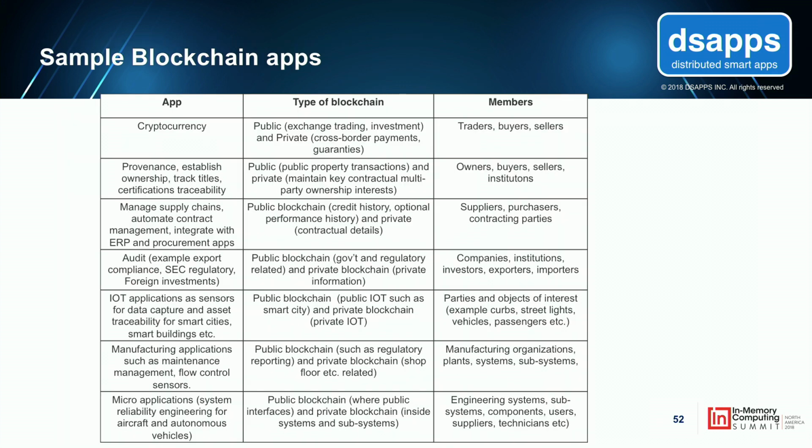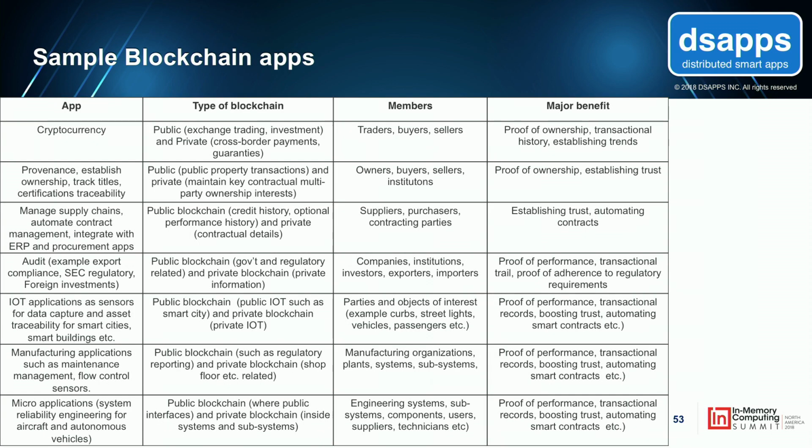So the members here, for example, if you have cryptocurrency, you've got traders, buyers, sellers, provenance, owners. So these are the different people. So in our IoT application, the curbs, for example, would be the members. The vehicles, the passengers, these are the members of the blockchain network. The major benefit, again, and the keyword is trust. The biggest benefit here is trust.